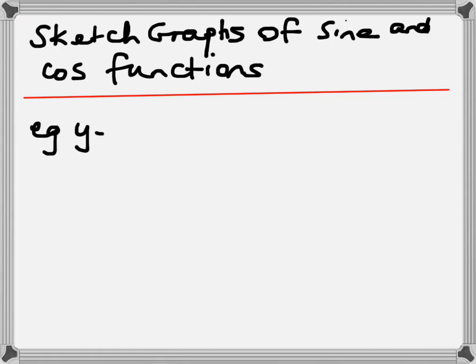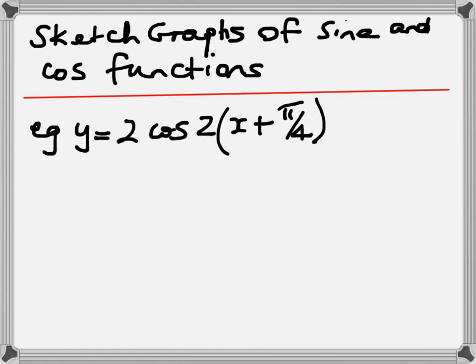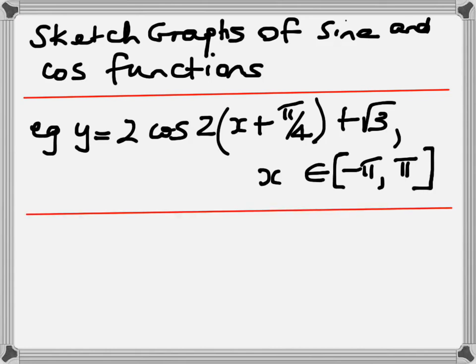Now, we'll give you an example. We'll work with this example. It looks pretty horrible, doesn't it? I haven't actually got any reflections in that, but it doesn't really matter. There's enough there to worry about for now. So it's y equals 2 cos 2 open bracket x plus pi on 4 close bracket plus root 3, where x goes from minus pi to pi, if that wasn't enough.